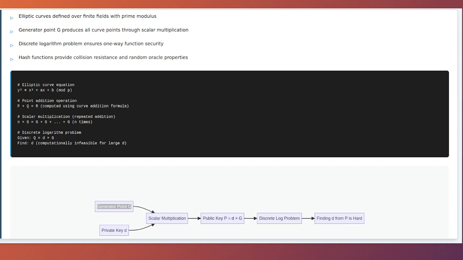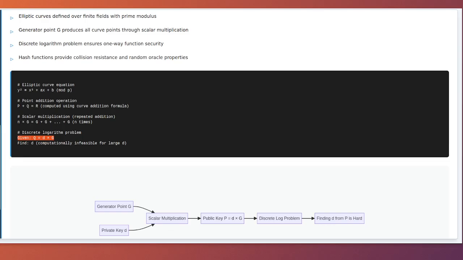The order of the generator point G, denoted as n, is the smallest positive integer such that n times G equals the point at infinity, which serves as the identity element in the elliptic curve group. For cryptographic purposes, n must be a large prime number, typically on the order of 2 to the power of 256 for 256-bit security. The security of Schnorr signatures relies on the hardness of the discrete logarithm problem in this group, meaning that given a public key Q equal to D times G, where D is the private key, it should be computationally infeasible to recover D from Q and G alone, even though computing Q from D and G is trivial.